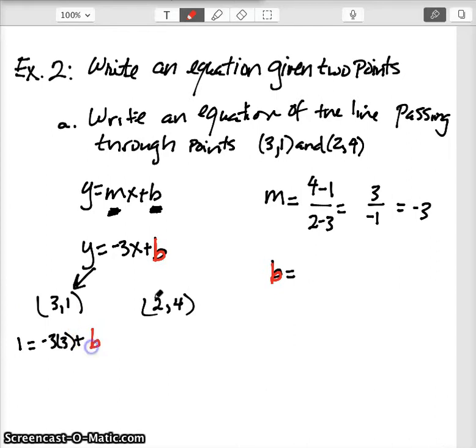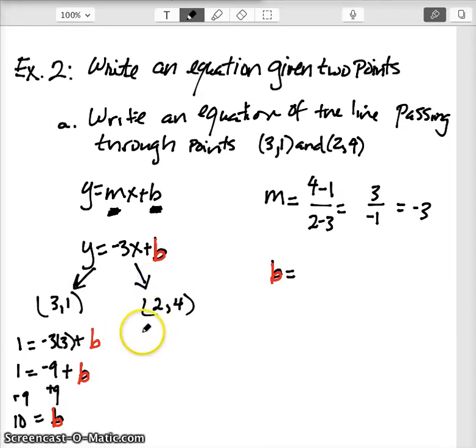So when I solve for b in this case, I'm going to have to isolate this variable. So I know I have 1 = -9 + b. And then if I add 9 to both sides, I get that 10 = b. So when I use this point, I got that b was equal to 10. And I want you to see that each time we do it, no matter what point we use, as long as it's a point that the line passes through, we'll get the same thing.